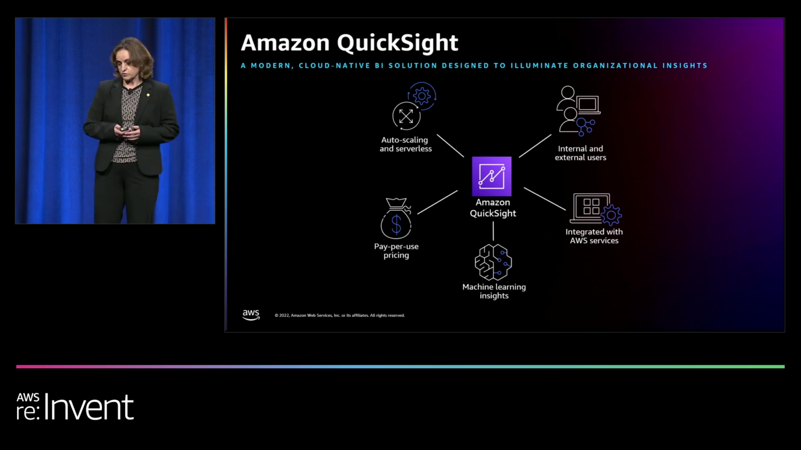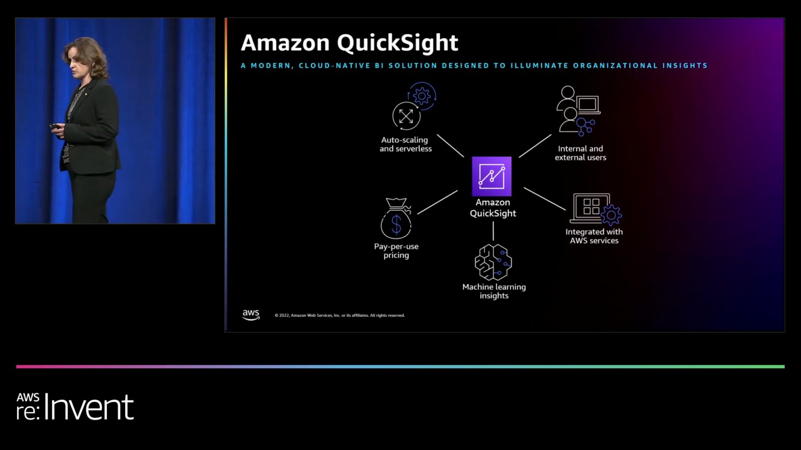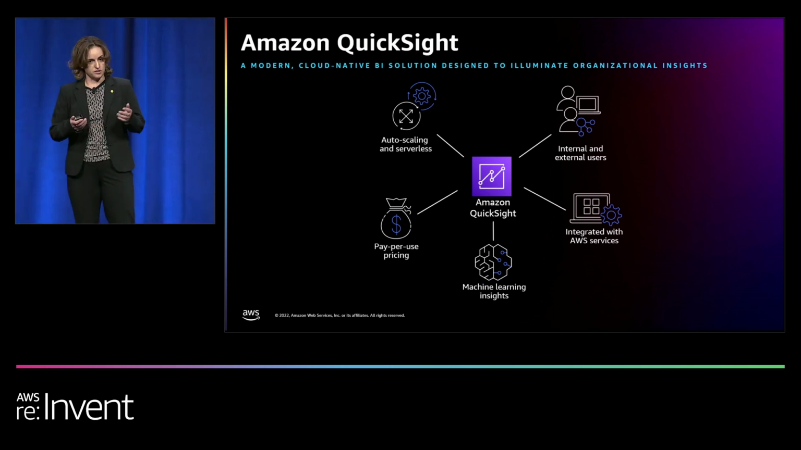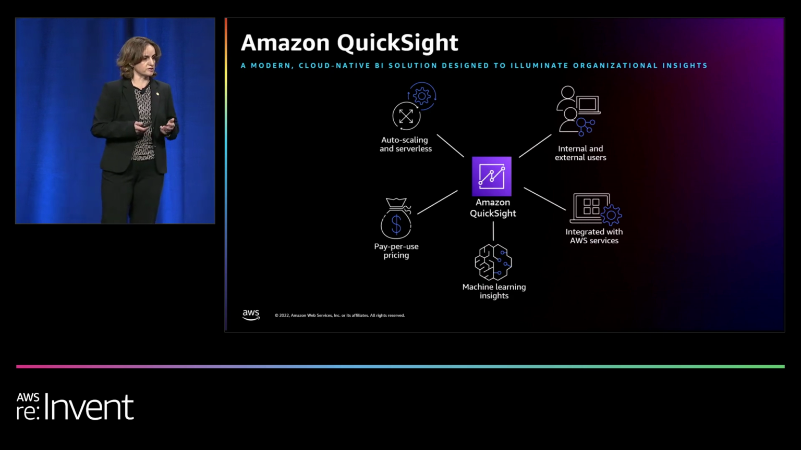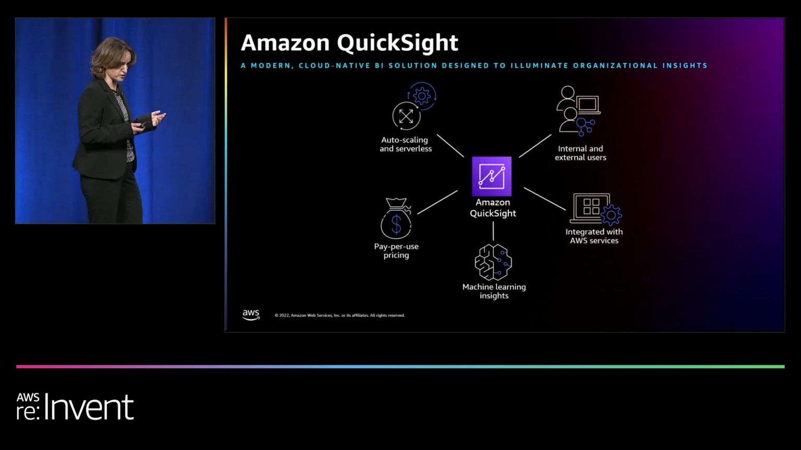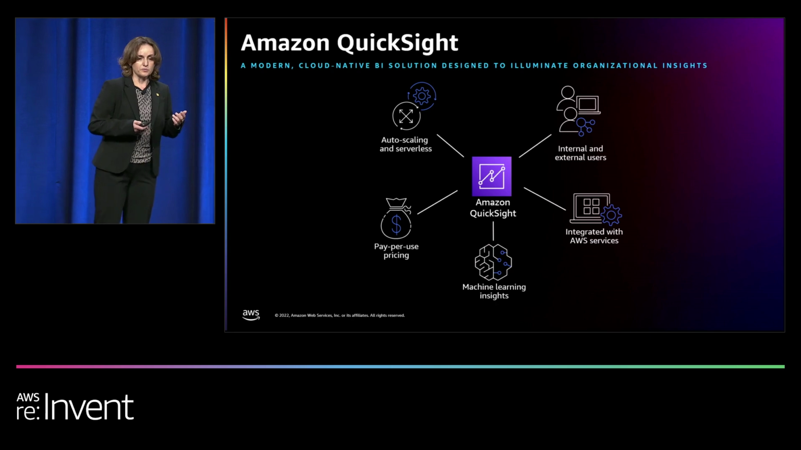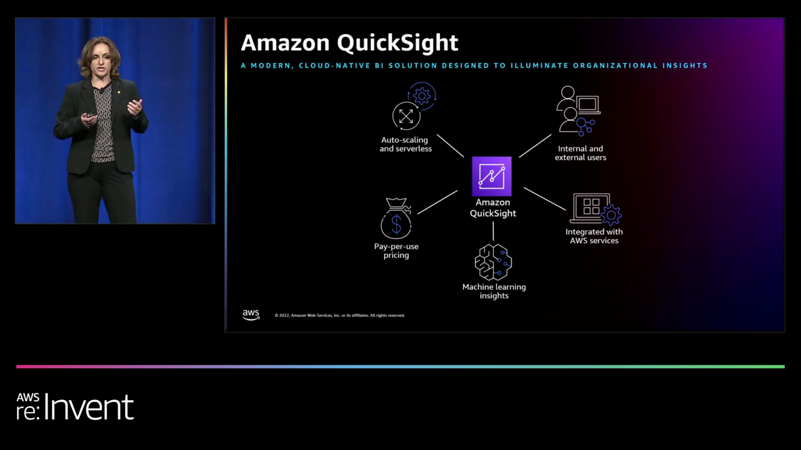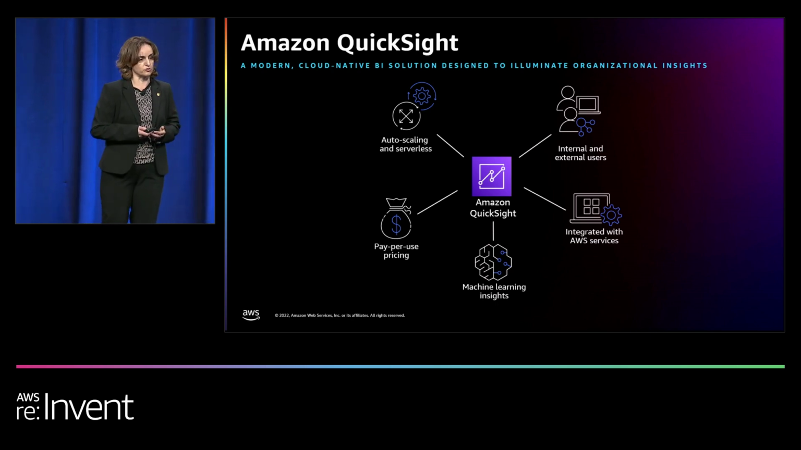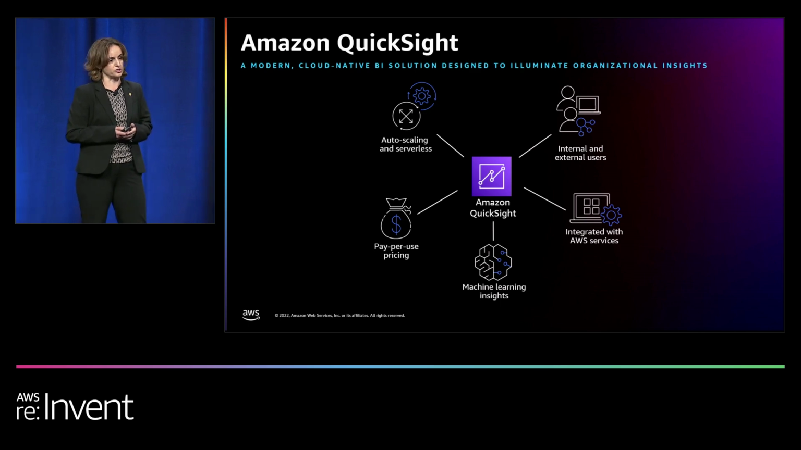The next benefit is that Amazon QuickSight is deeply integrated with AWS services such as Amazon Redshift, Amazon RDS, Amazon Aurora, and other services. You can easily build your analytics and gain valuable insights from your data on top of a modern data architecture in AWS.